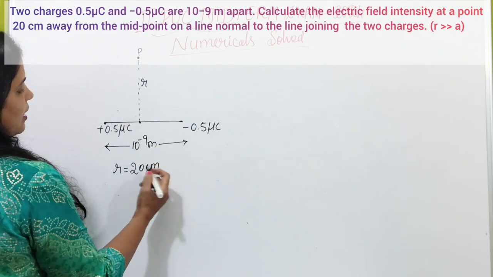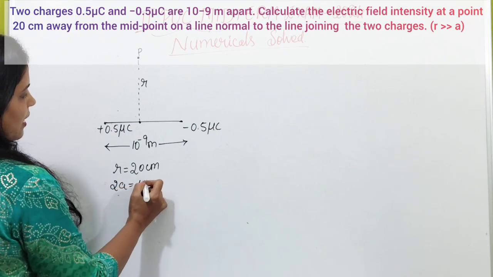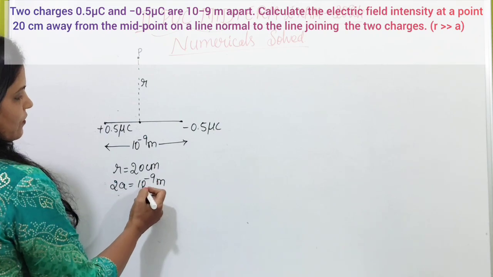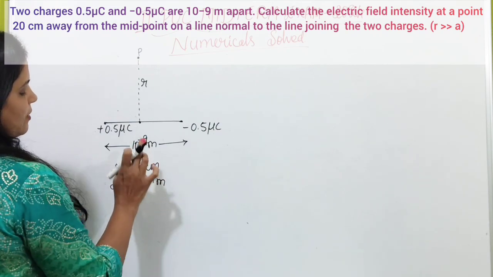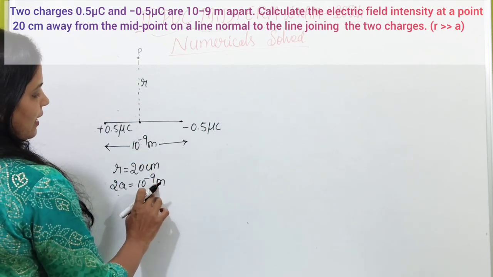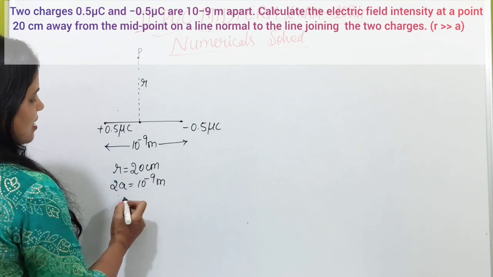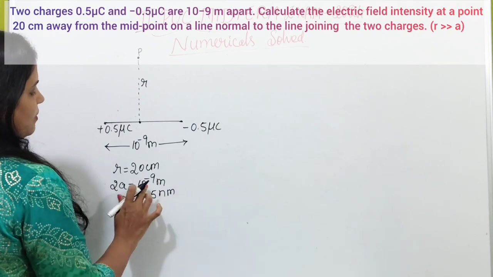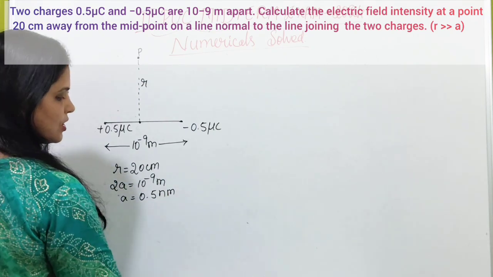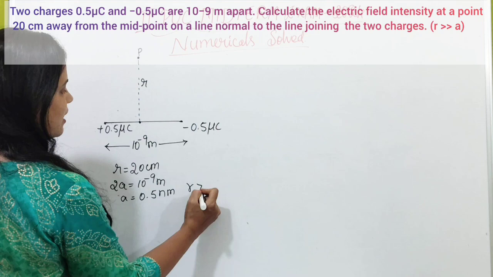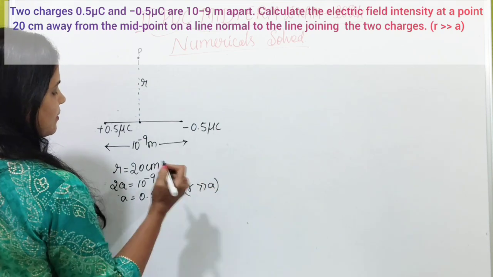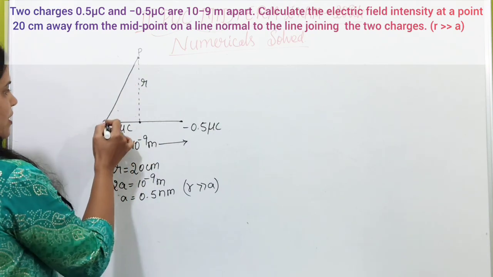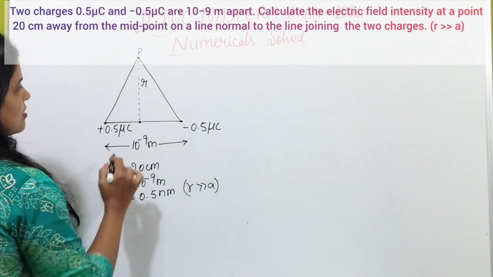And we can observe here that 2A is 10 to the power minus 9 meter. So A is half of this, which is very small, right? 10 to the power minus 9 meter is a very small number, a nanometer, 1 nanometer. So A is half a nanometer. That means the condition already mentioned, R is very much greater than A, holds.